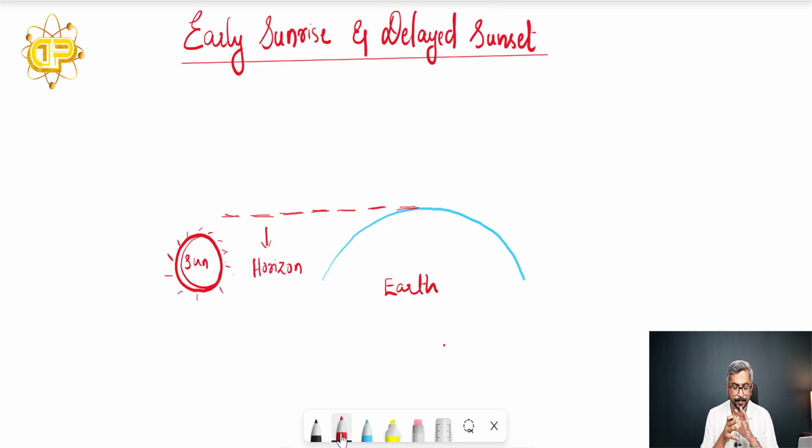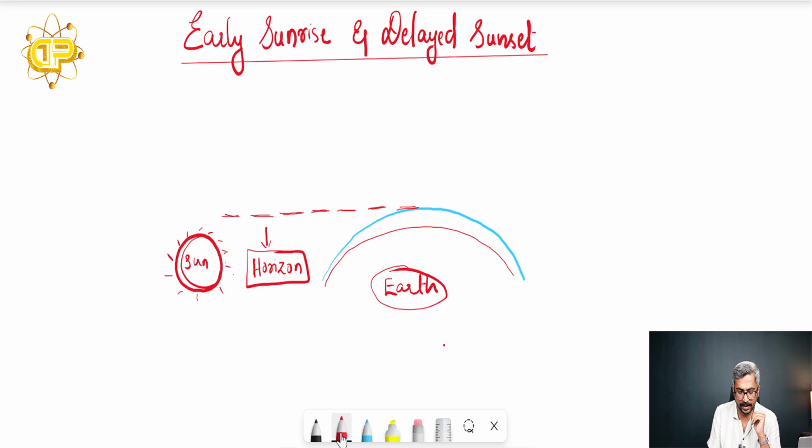So this is a diagram for the early sunrise and delayed sunset. Just imagine that this is Earth. This is the Earth there, and you can see this is a horizon part. This small dotted line is a horizon there. So it seems that the sun is coming from the horizon and sets at the horizon. If you're going to the beach, you can see that clearly.